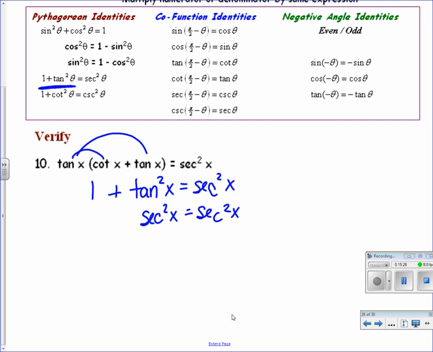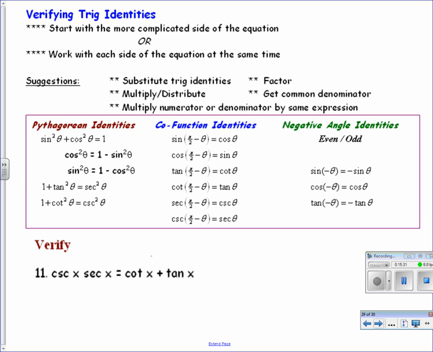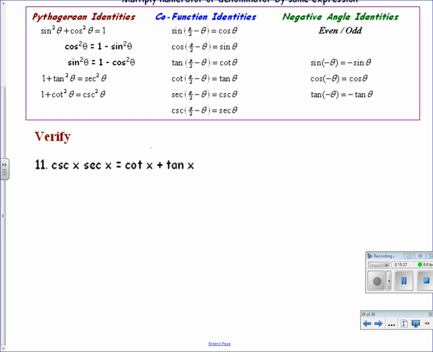Okay, so there's 10. Now, for the last one, this one is one where you might want to deal with both sides because it's a little bit harder if you don't do that approach. So what that means is, what if I manipulate both sides and then try to get it to work? So that's probably what I would do best with this one.